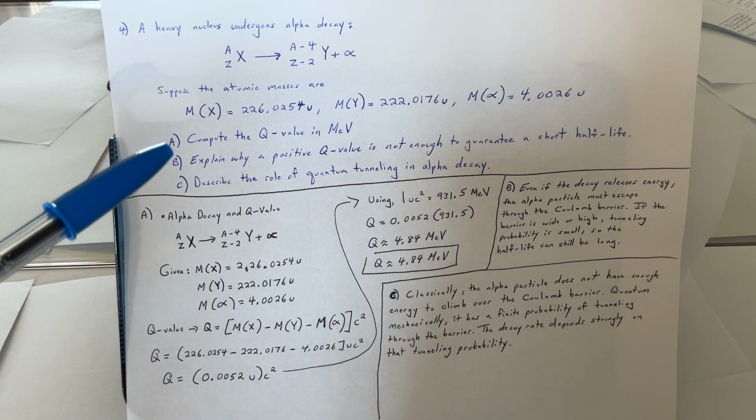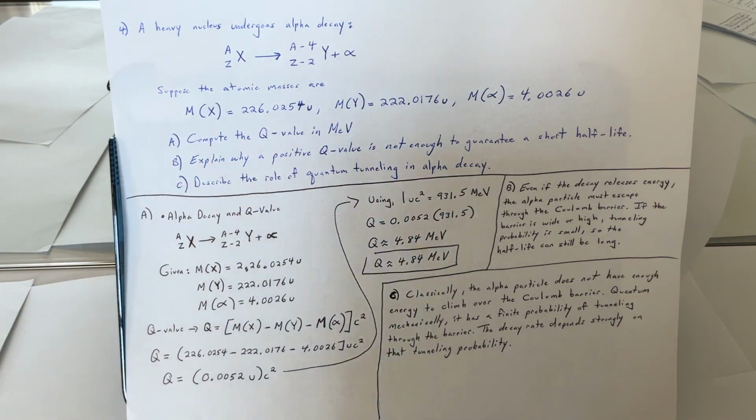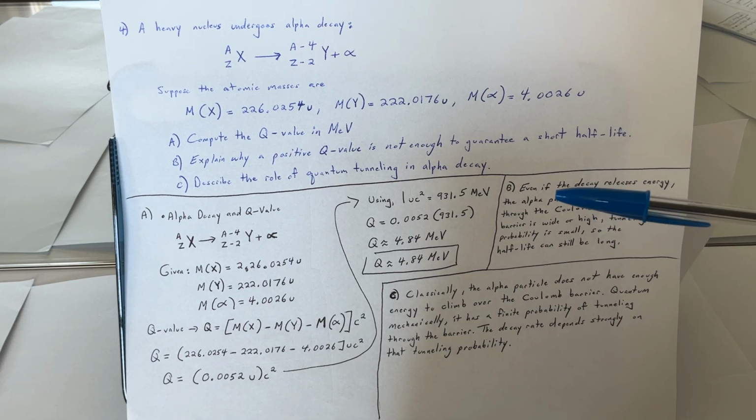Okay, moving along to part B. Explain why a positive Q value is not enough to guarantee a short half-life. Even if the decay releases energy, the alpha particle must escape through the Coulomb barrier. If the barrier is wide or high, the tunneling probability is small, so the half-life can still be long.